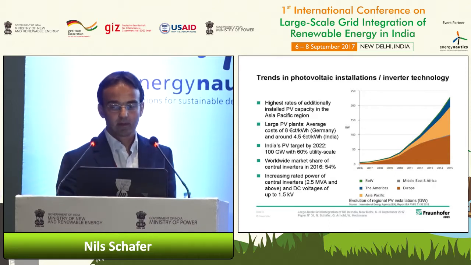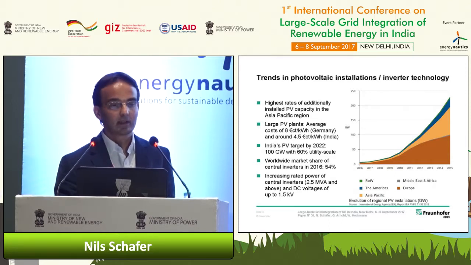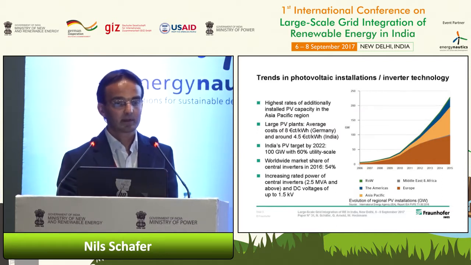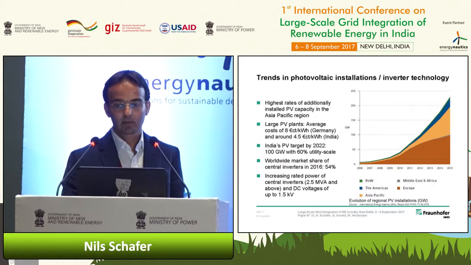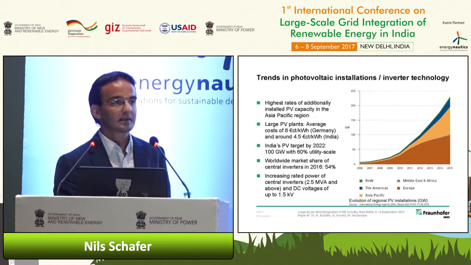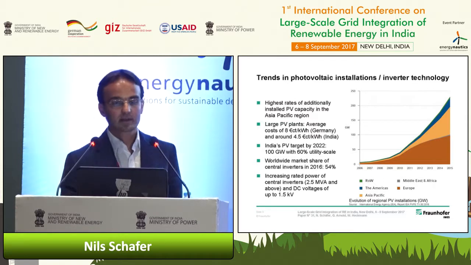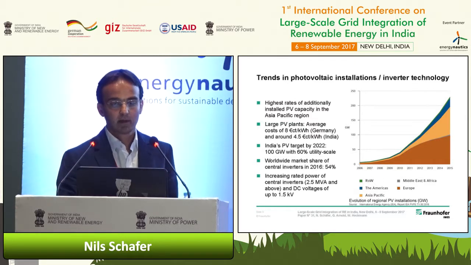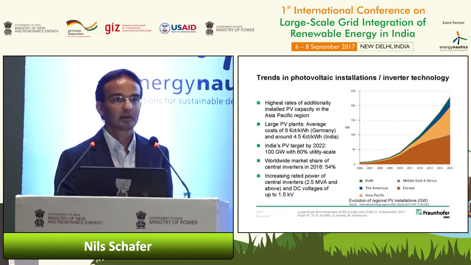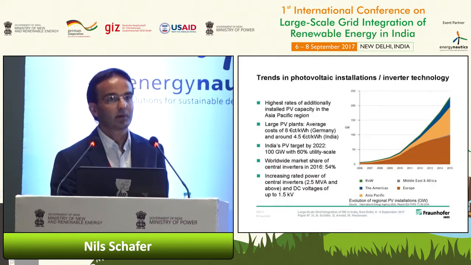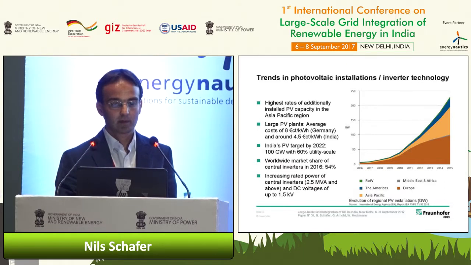And so in this region, including India, the highest rates of additionally installed PV capacity can be seen at the moment. The average costs for large PV plants are at 8 euro cents per kilowatt hour in Germany, and it's much more affordable in India with 4.5 euro cents per kilowatt hour.